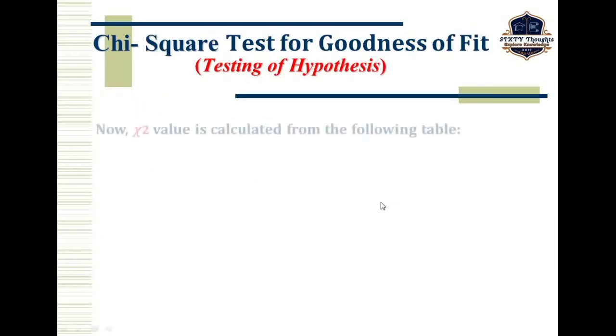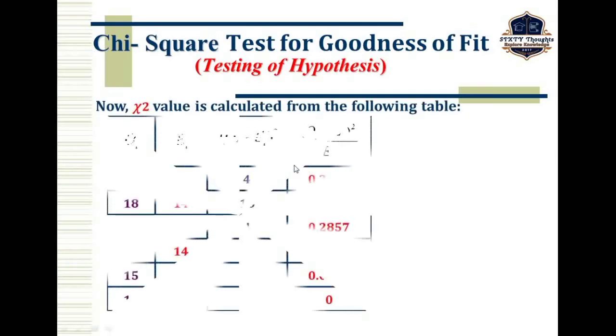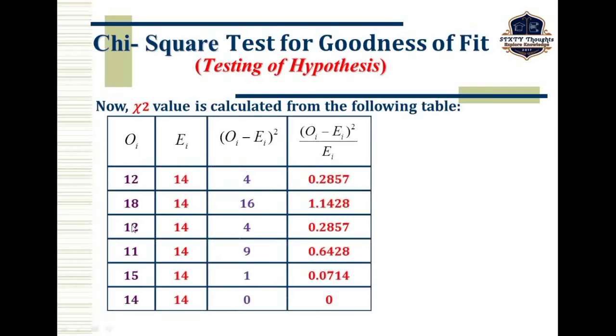Now we write the chi-square value calculated from the following table. First we consider the observed value, that is the given data. Next we consider the expected value for each and every day, which is 14. Next we find (observed value minus expected value) squared. How to find this? Subtracting, 12 minus 14, you get minus 2, then take the square, 4. Likewise for the other data values.